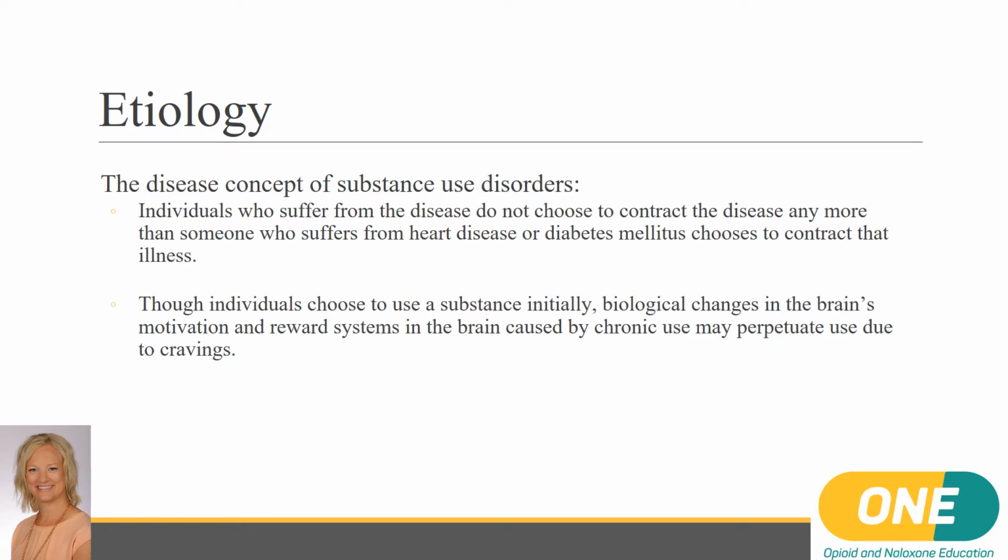Let's talk just briefly about the etiology of prescription opioid misuse. The disease concept of substance use disorders is that individuals who suffer from the disease absolutely do not choose to contract the disease any more than someone who suffers from heart disease or diabetes mellitus chooses to contract that illness.